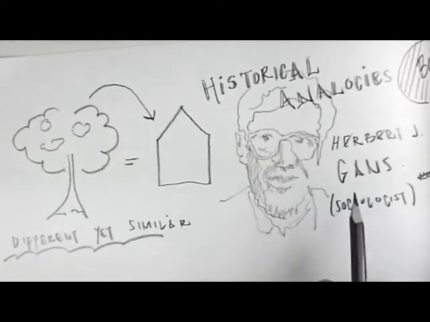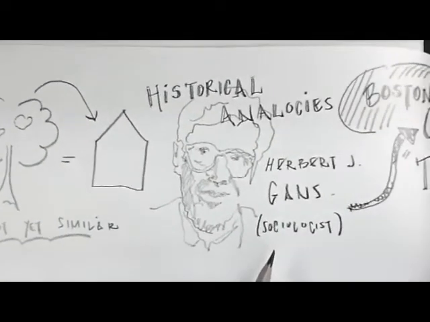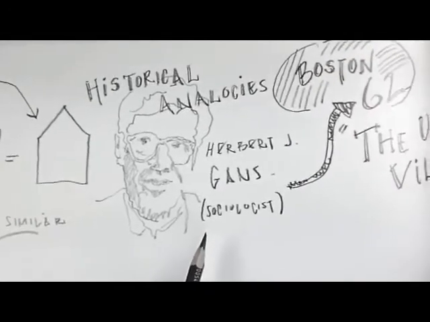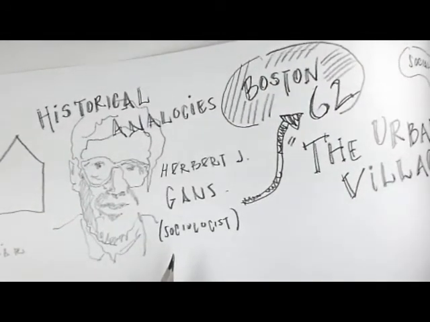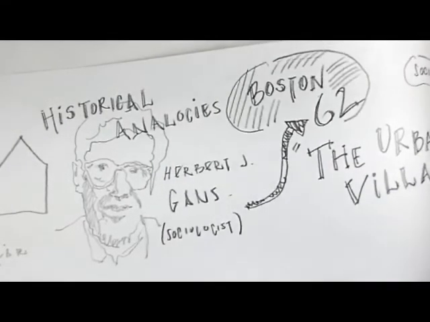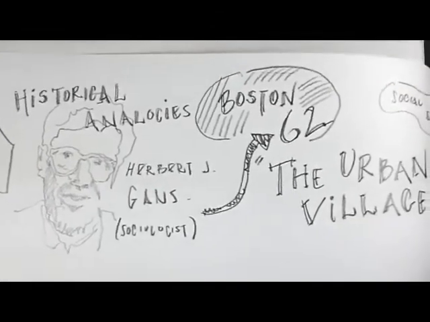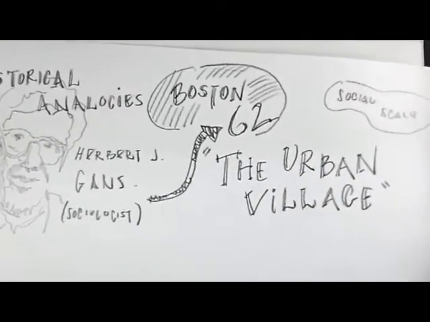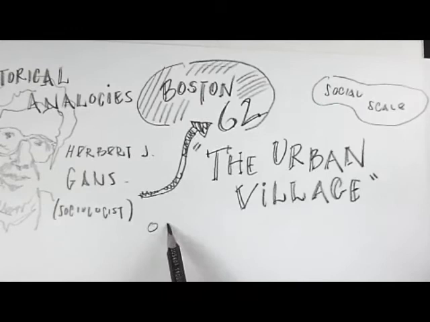In 1962, Herbert Gans, one of the leading sociologists of the time, used an analogy to describe the West End of Boston. This was prior to its substantial demolition and the recreation in the 1970s. What Gans described was the entire area operating like an urban village. It sounds like an oxymoron, doesn't it?